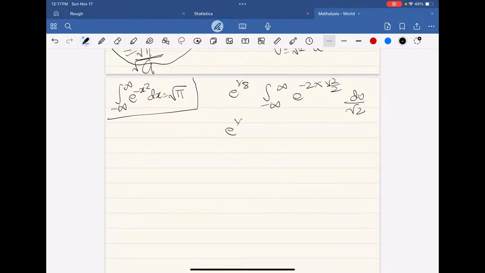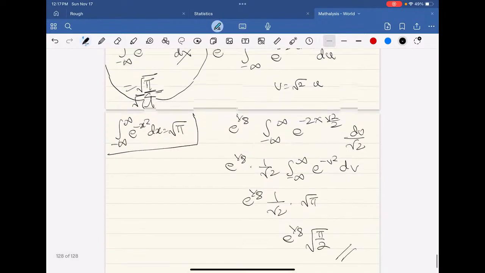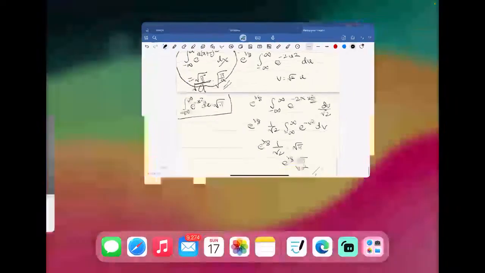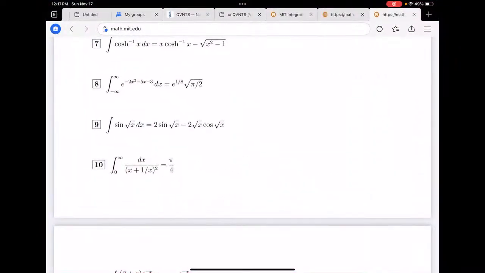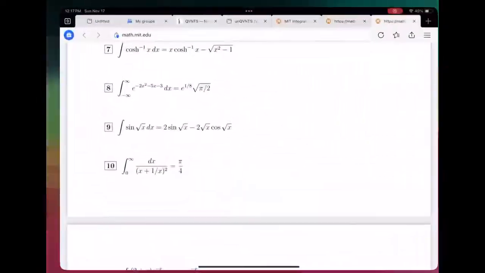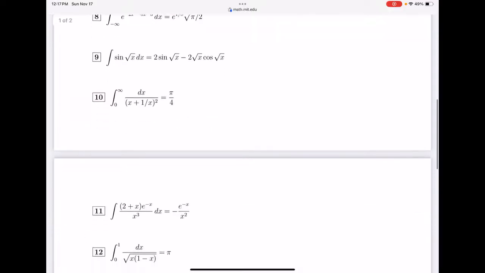Now e to the power 1 by 8, this will just be 1 by root 2 integral from minus infinity to infinity e to the power minus b square db. Now this is definitely root pi, so e to the power 1 by 8 root 2, this is root pi. So this is 1 by 8 root pi by 2. Okay, that's the answer. So this is root pi by a actually. Is it 1 by 8 or minus 1 by 8? It's 1 by 8 and then root pi by 2. So that's the answer, guys. Let's go to the next problem.